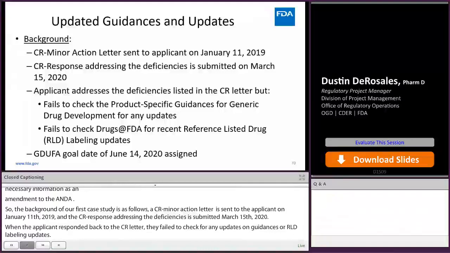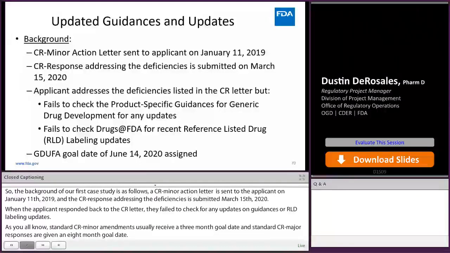And as you all know, standard CR minor amendments usually receive a 3-month goal date, and standard CR major responses are given an 8-month goal date. Therefore, in this situation, the GDUFA goal date is set to June 14, 2020, which is 3 months after receiving the amendment on March 15 of 2020.